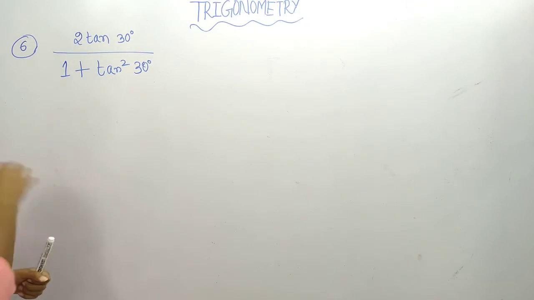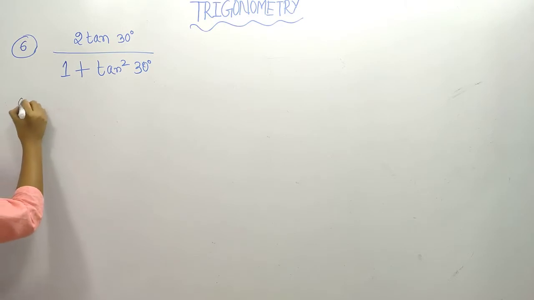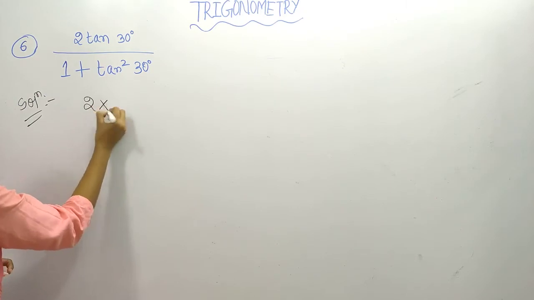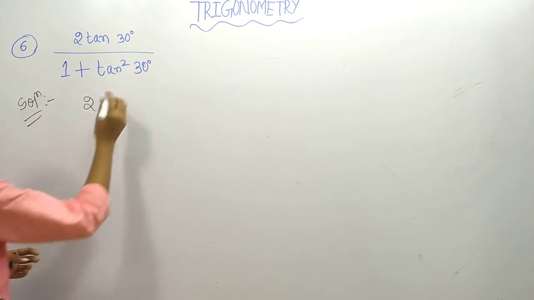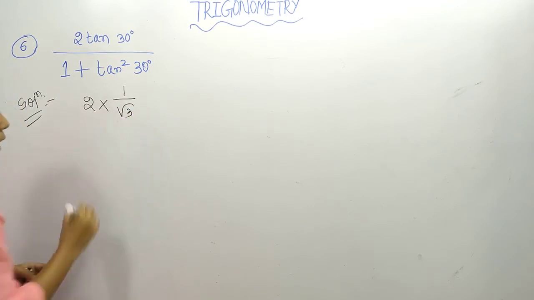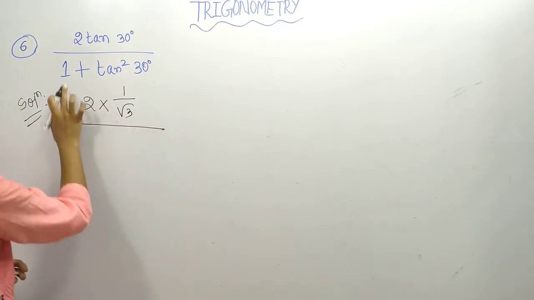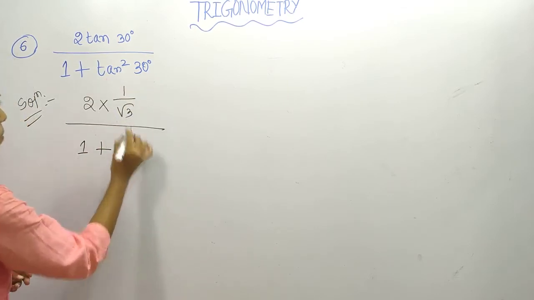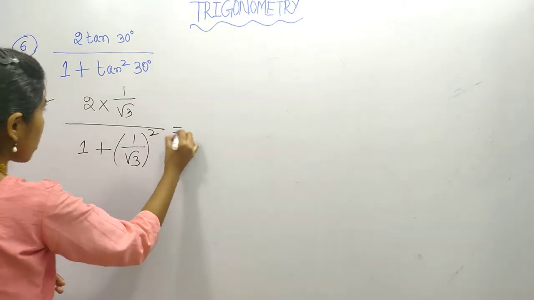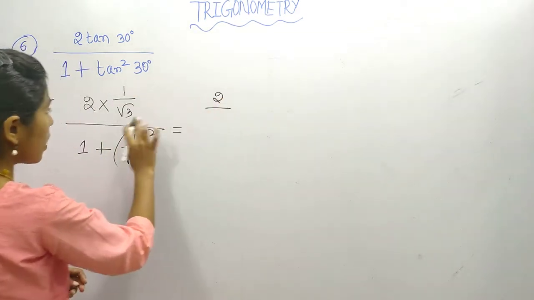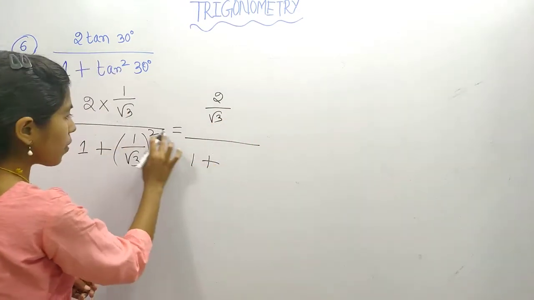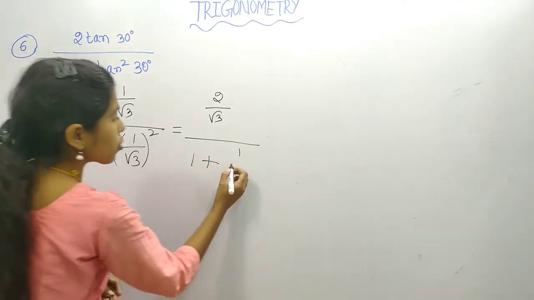So this is our next question. 2 tan 30 degree divided by 1 plus tan square 30 degree. Very simple question. So what will be the solution? You see here 2 into tan 30 degree. Tan 30 degree value we already know from trigonometry table. It is 1 by root 3 divided by 1 plus, here tan 30 is same, 1 by root 3, but here square is there, so square. So 2 into 1, 2 divided by root 3 divided by 1 plus, here you see 1 square is 1 divided by root 3 square is 3.